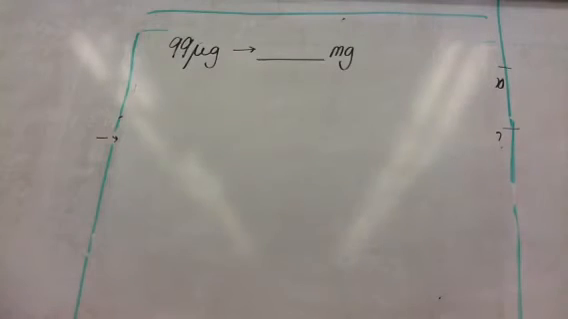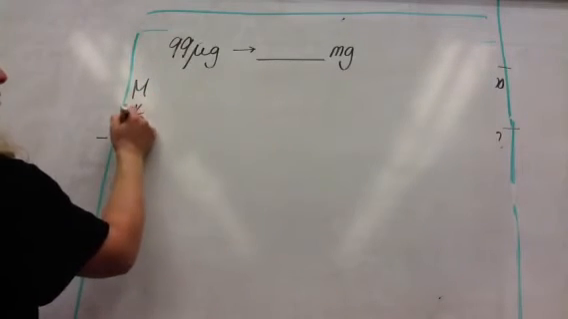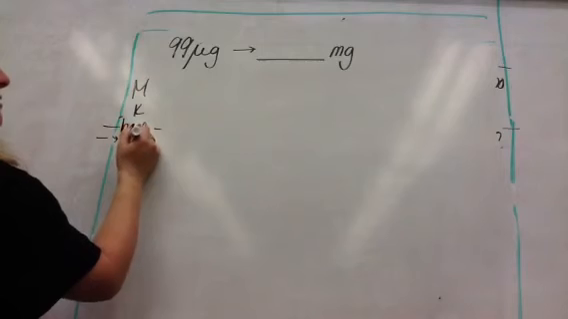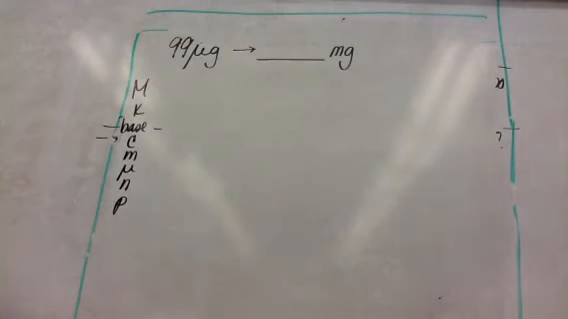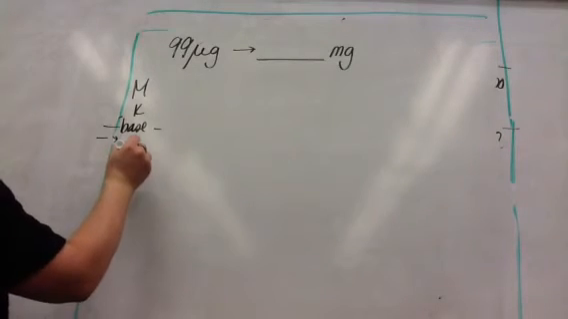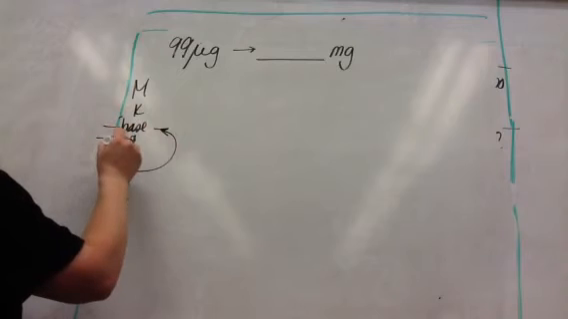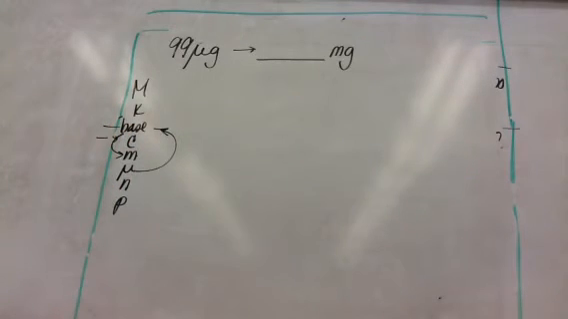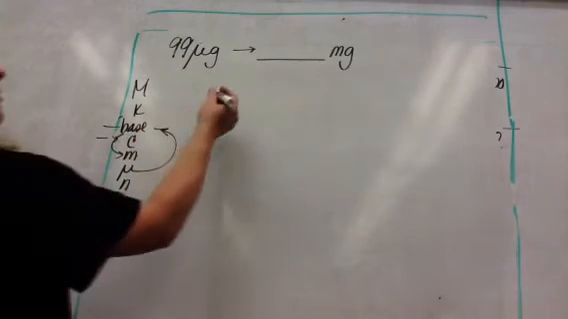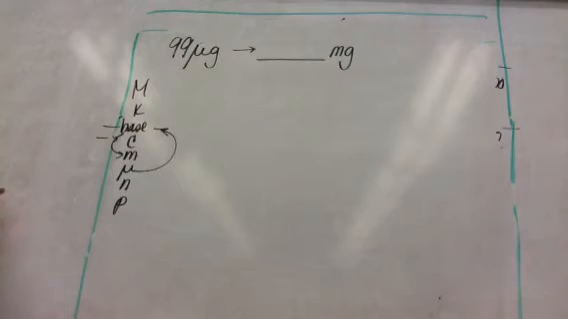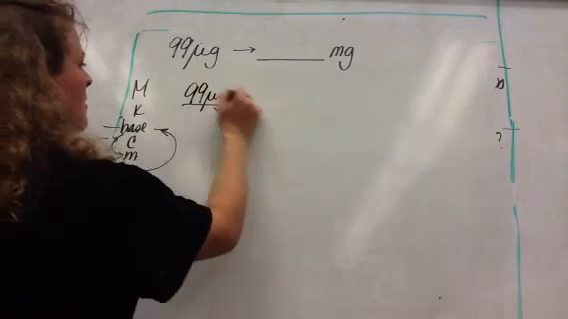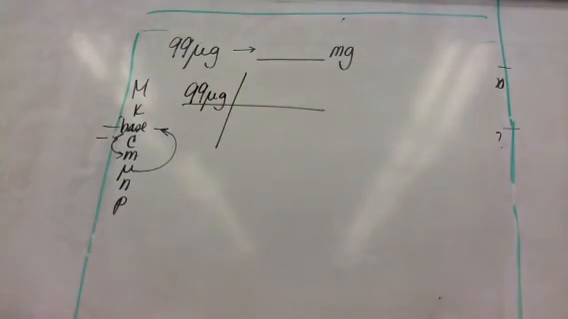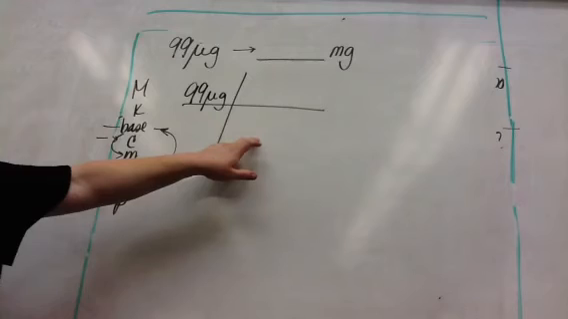So, again, mega, kilo, base unit, centi, milli, micro, nano, pico. We're going from micro to milli. We're going to go through the base. So what goes in our first starting box, Trent? 99 micrograms. Okay. What units are going to go down here?